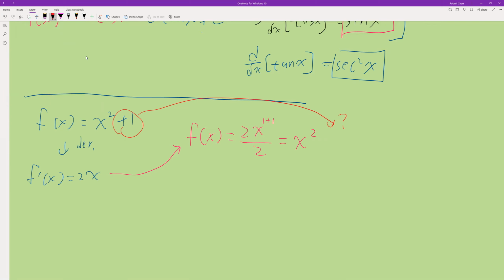So every time we go back from the derivative to the original function, we have to take into consideration that there might be a possible constant in the original function, and we denote that by using the plus c when we are looking for the original function from its derivative.